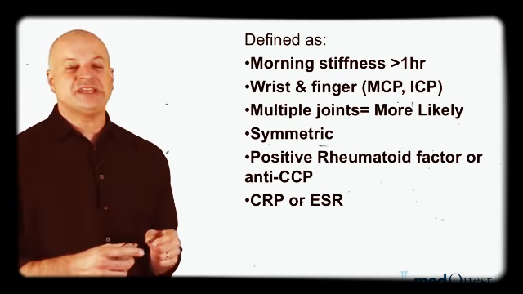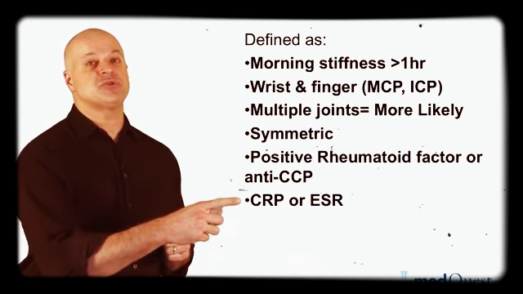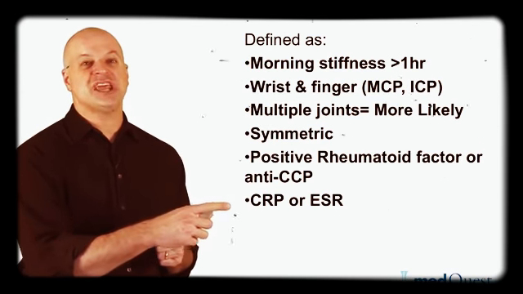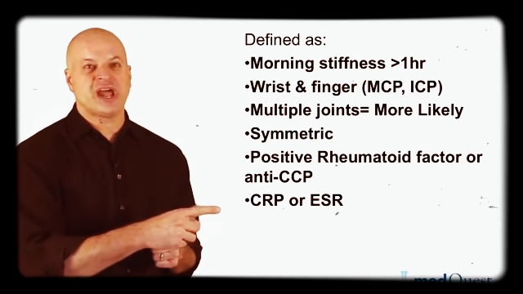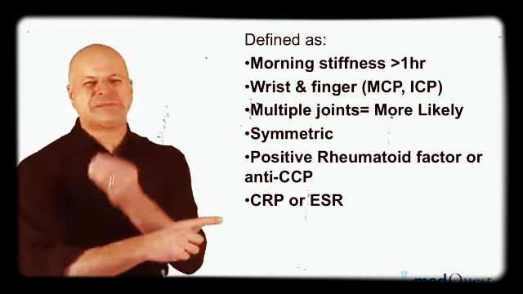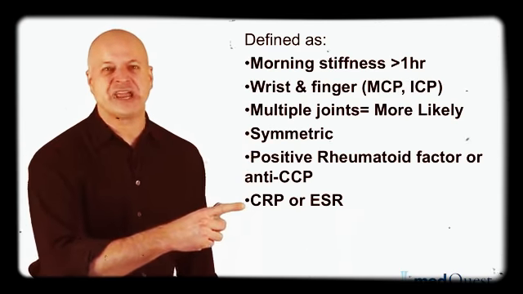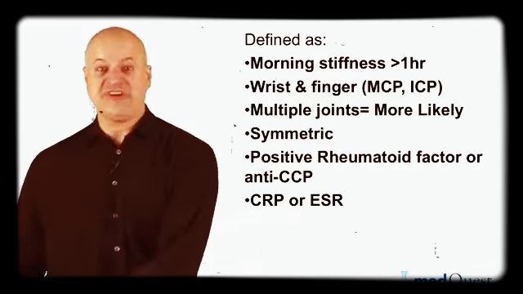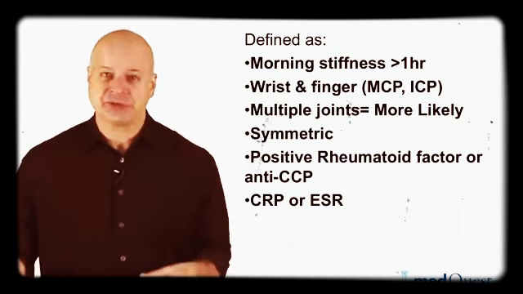Now, you've got to have either a cyclic citrullinated peptide, or you've got to have a C-reactive protein or a sedimentation rate. In other words, the difference between rheumatoid arthritis and all the others, such as osteoarthritis and ankylosing spondylitis, is that there must be some laboratory evidence of inflammation. Now, it's not just one of them. It could be a rheumatoid factor or a C-reactive protein or a sed rate, but you've got to have some laboratory evidence proving that there's real inflammation there.